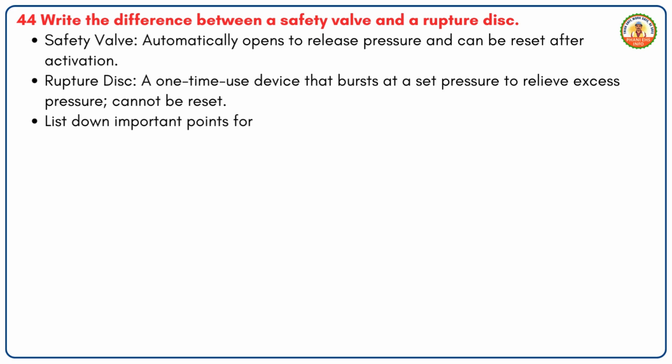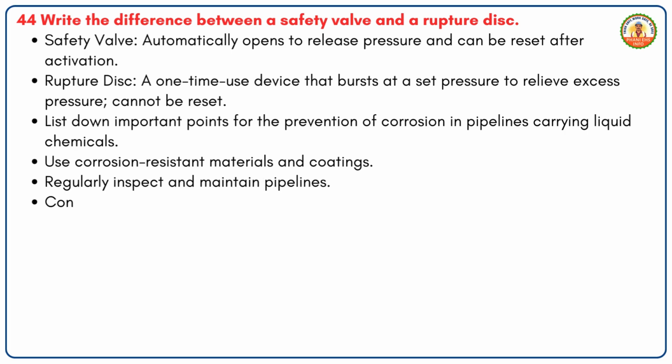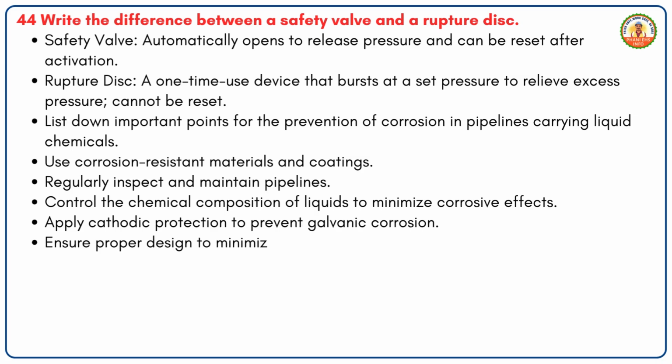List down important points for the prevention of corrosion in pipelines carrying liquid chemicals. Use corrosion-resistant materials and coatings. Regularly inspect and maintain pipelines. Control the chemical composition of liquids to minimize corrosive effects. Apply cathodic protection to prevent galvanic corrosion. Ensure proper design to minimize stress and turbulence in pipelines.